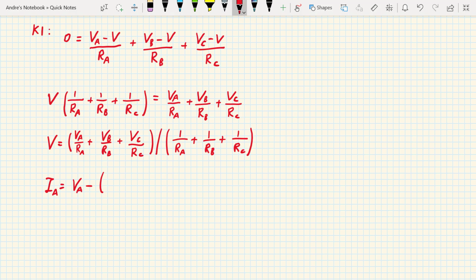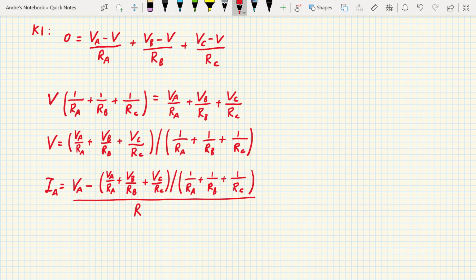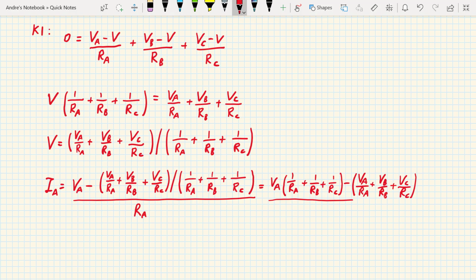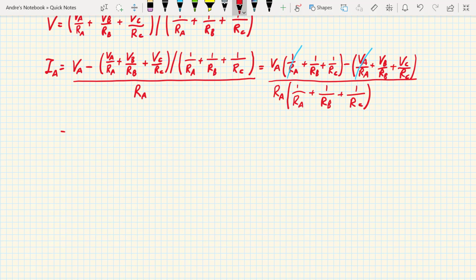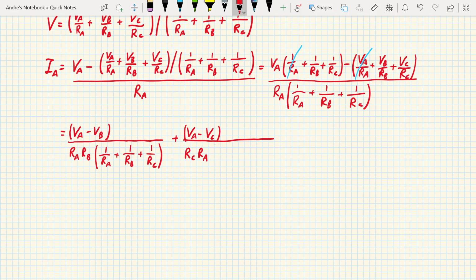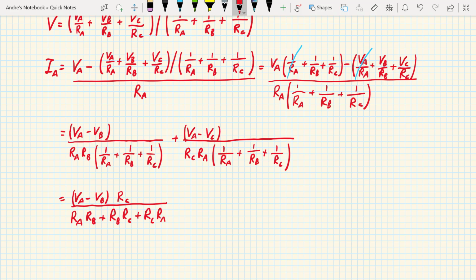We now substitute this value of V into the expression for IA, and from here it's a matter of putting everything under a common denominator, multiplying top and bottom by RC, and a little bit of tidying up, to give an expression for IA, which is of the form VA minus VB multiplied by some function of the resistor values, plus VA minus VC multiplied by some function of the resistor values.